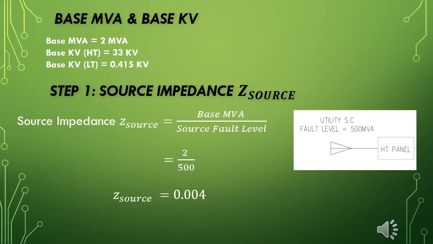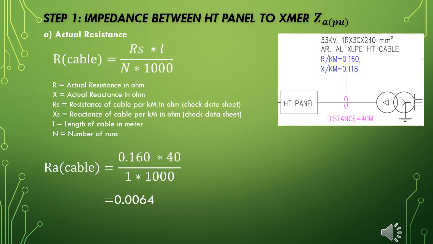First, we need to establish the base MVA and base kV. We will set the base MVA at 2, according to the transformer rating, with the base kV for the HT side as 33 kV and for the LT side as 0.415 kV. The source impedance, according to the formula, is the base MVA of 2 divided by the source fault level of 500, which results in a value of 0.004. Let's proceed to the next step.